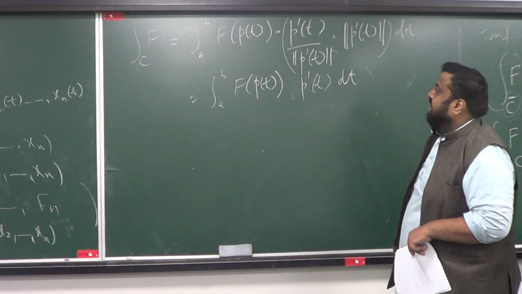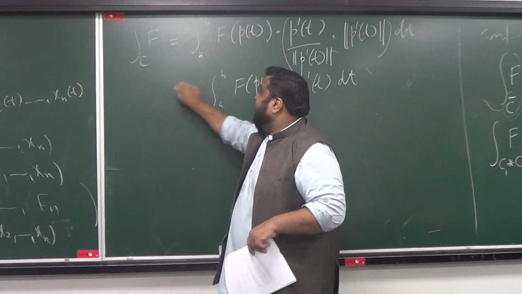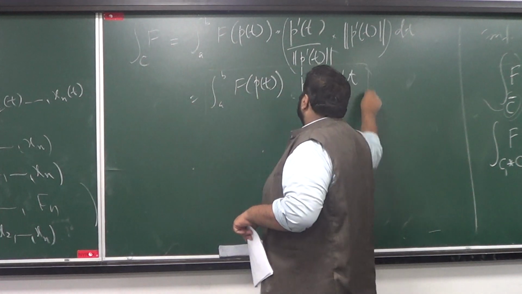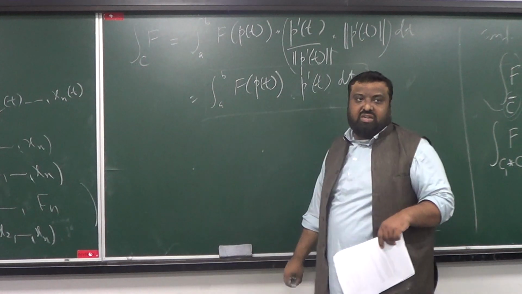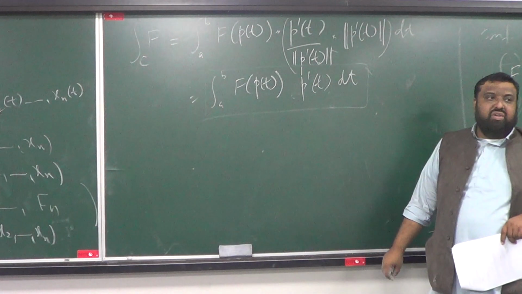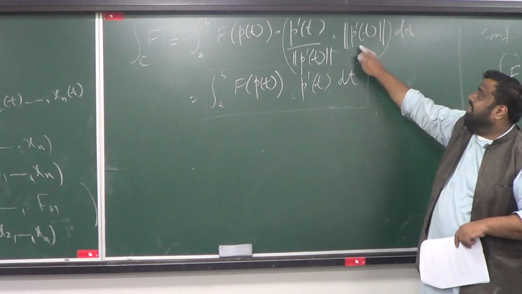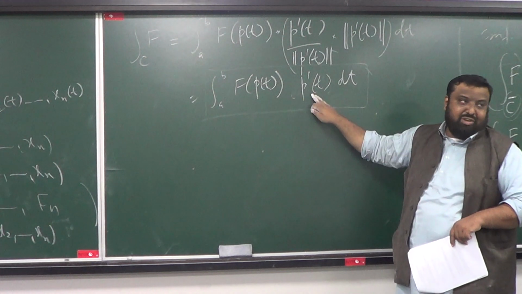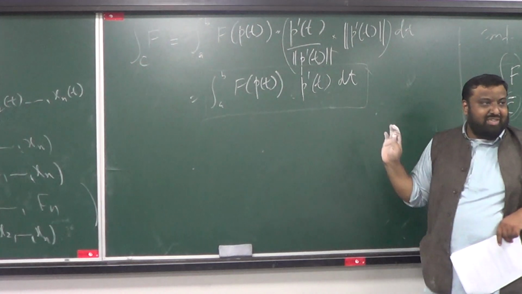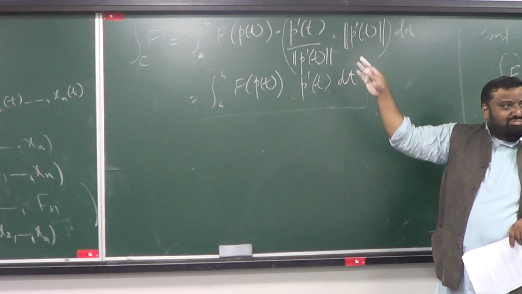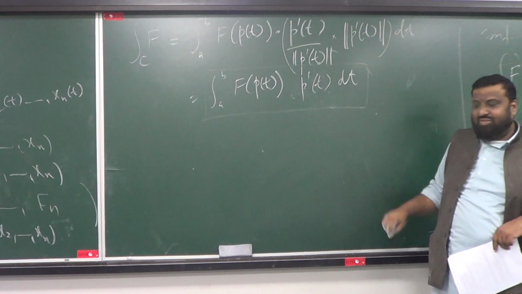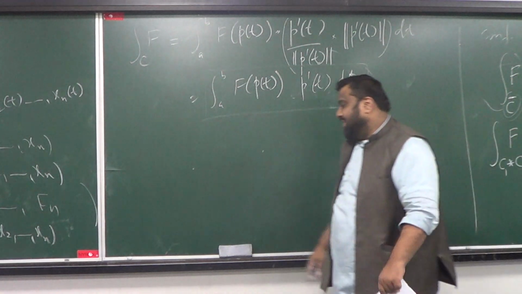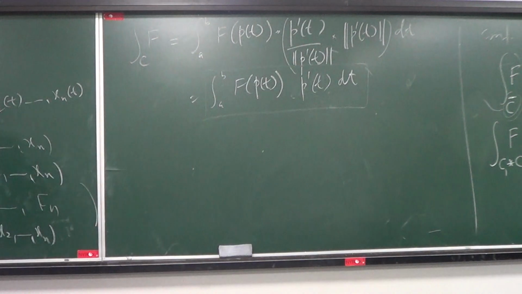By the way, you can also use this formula directly for computation of the scalar, vector field. So you don't have to compute the magnitudes. If you just compute f of p of t and p prime of t, multiply them and integrate, there is no need to get into this extra layer of complication. Computationally, this would be it.